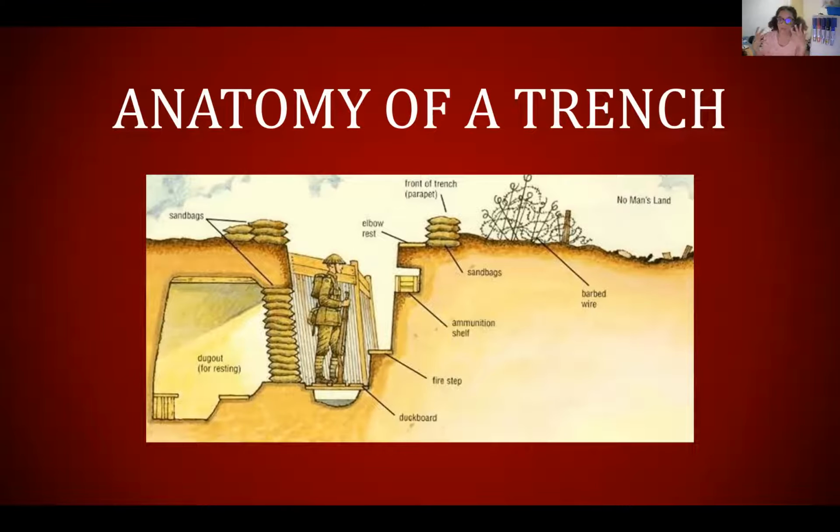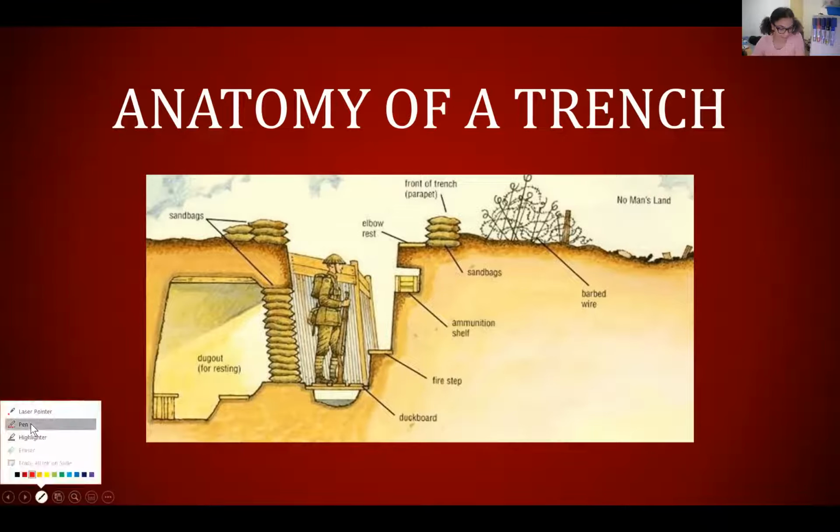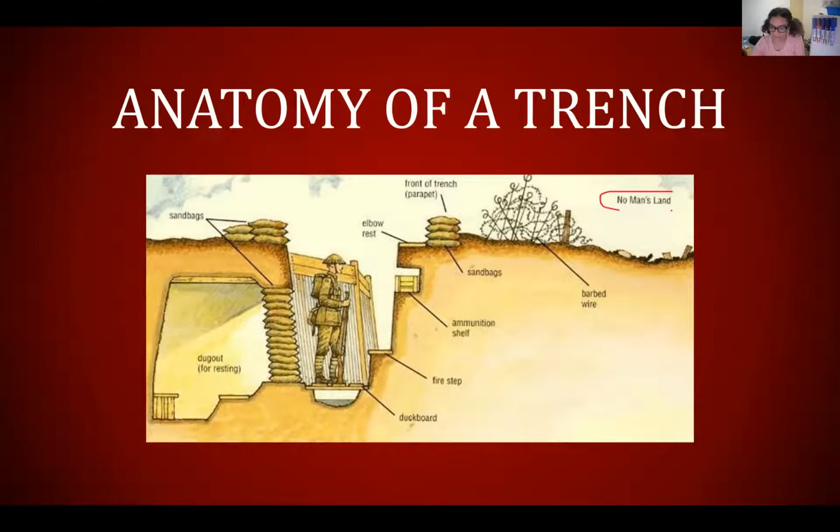So if anyone was brave enough to cross this place called no man's land, let me just do that. This is no man's land. It was called no man's land because only a crazy person would do this. Basically, somebody would jump up out of the trench and then try and run across, but it was basically suicide because people had machine guns, people had bombs, they had landmines. So anybody that tried to cross no man's land, that's basically a death sentence.